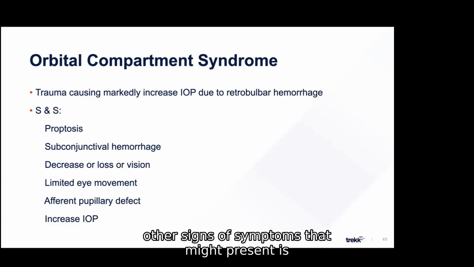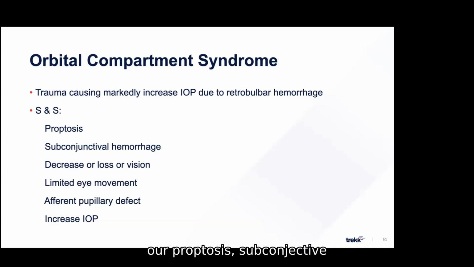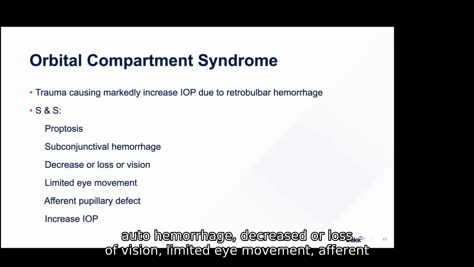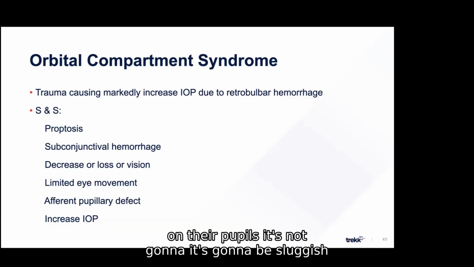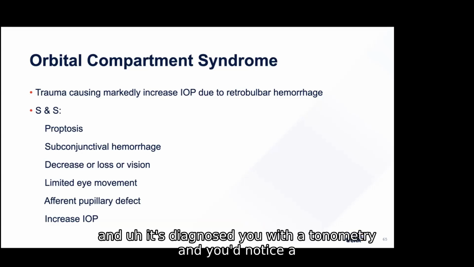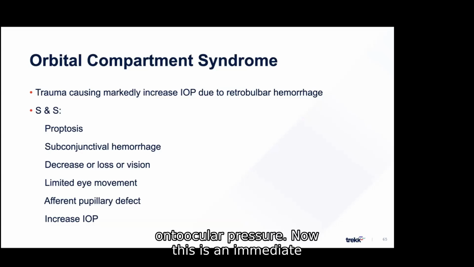Some of the signs and symptoms that might present are proptosis, subconjunctival hemorrhage, decrease or loss of vision, limited eye movement, and afferent pupillary defect. So if you shine the light on their pupils, it's going to be sluggish. It's diagnosed with tonometry, and you notice a significant increase in the intraocular pressure.